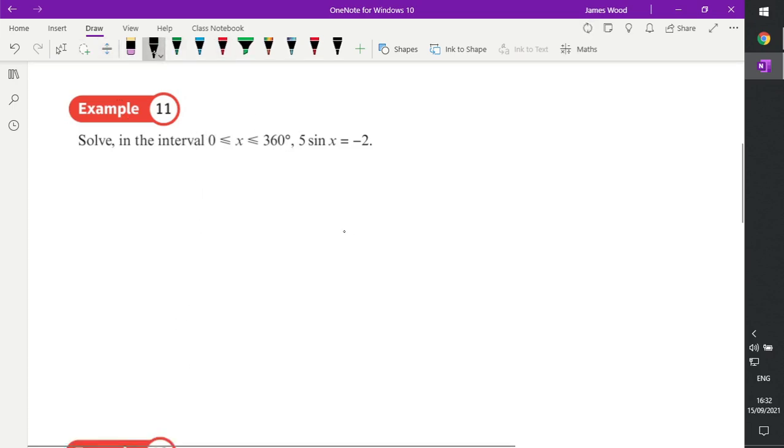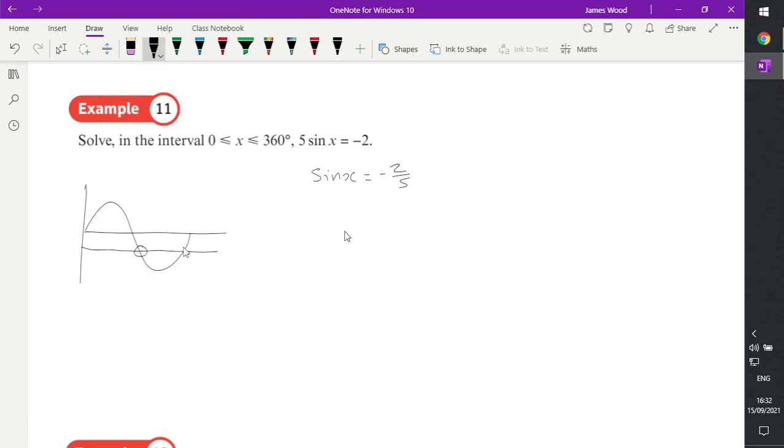Okay, this next one. Solve between 0 and 360, 5 sine x equals minus 2. So sine x would be minus 2 over 5. Sketch the graph. Minus 2 over 5 might be down here-ish. Two solutions. So the first one, if we do inverse sine of minus 2/5, I get minus 23.5.